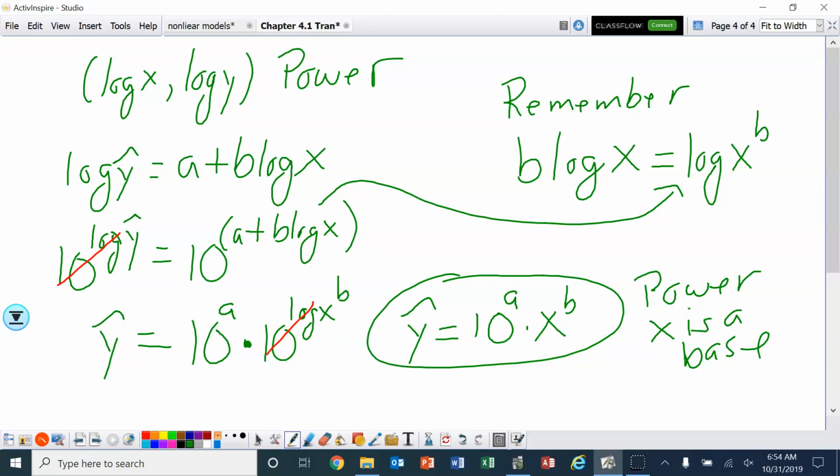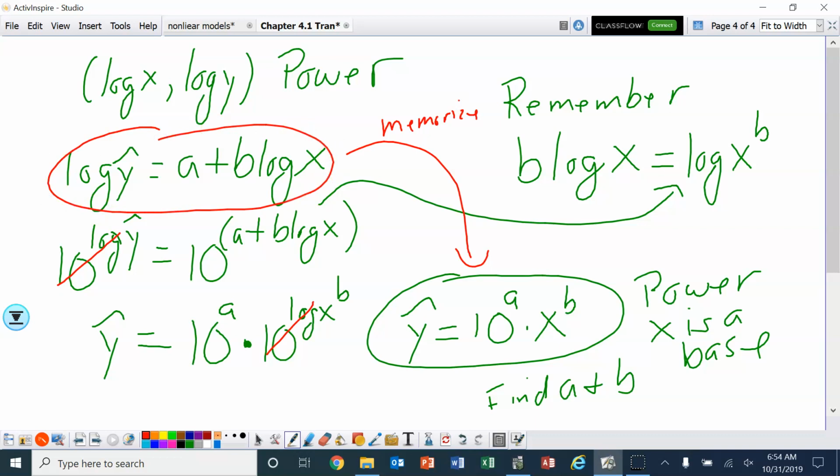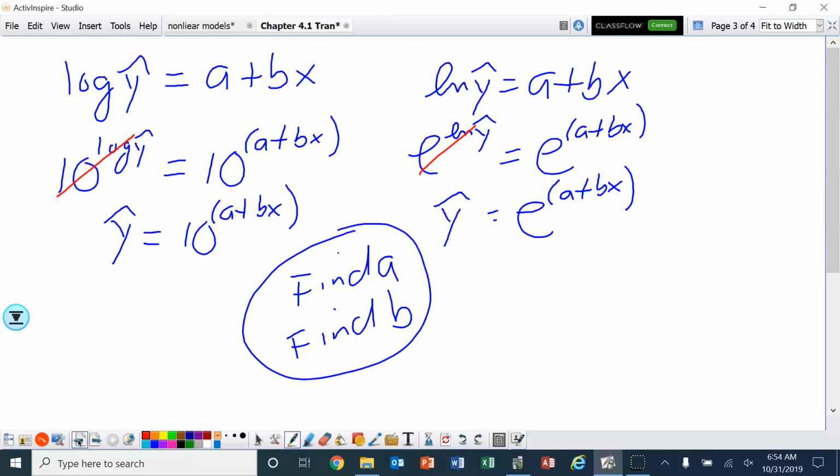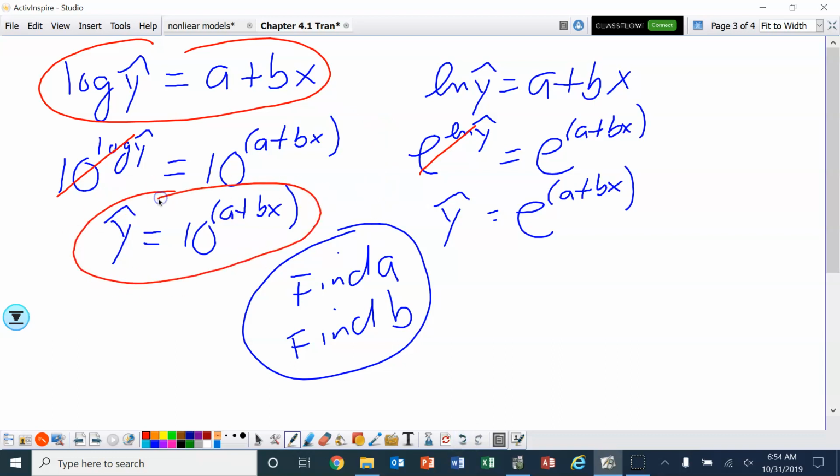Again, it'll be our job to find A and B so that we can type it into the calculator. So basically, ladies and gentlemen, memorize. From here to here. Same thing on this one. From here to here, memorize.